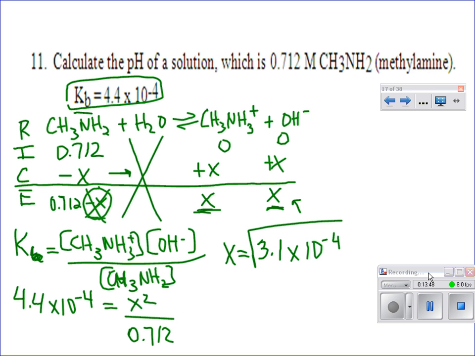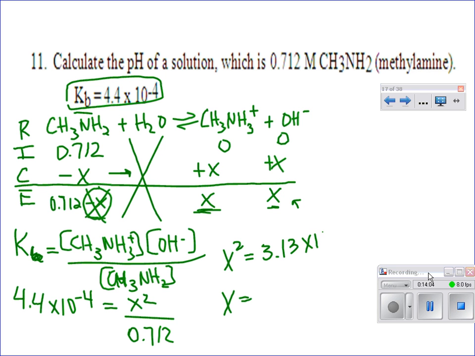So we want the square root. No, x squared is equal to that. Okay, it's not my fault, home audience. I've got to teach my kids some calculator skills. Then we take the square root of it, we get 0.018. So that is my concentration, moles per liter, of my OH.